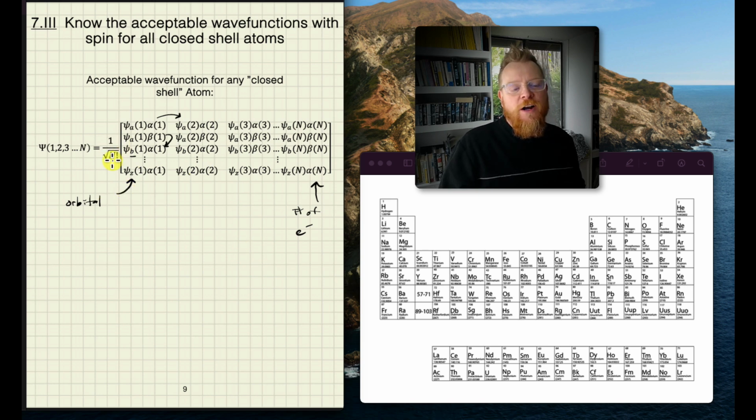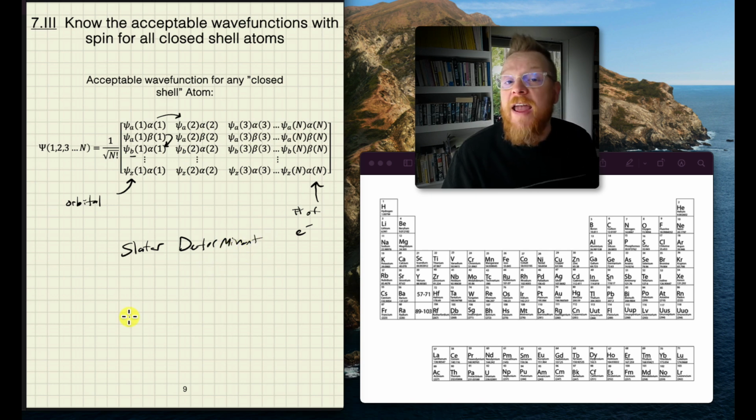And then notice that our normalization constant becomes 1 over root n factorial, where n is the number of electrons we have. This is called the Slater determinant, and it is the basis for one of the more famous types of computational chemistry methods known as Hartree-Fock.